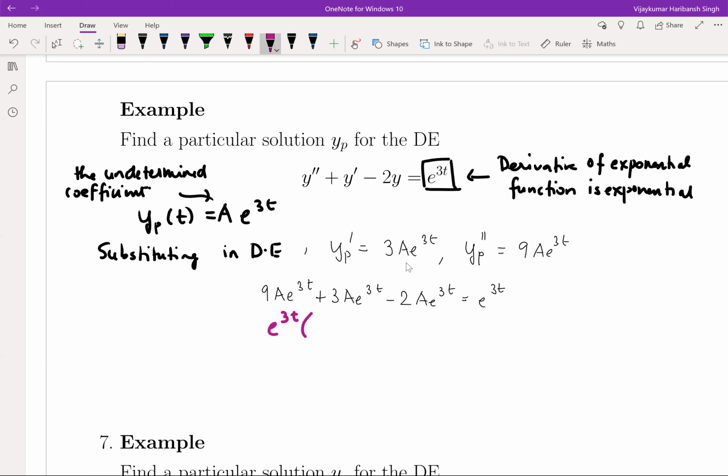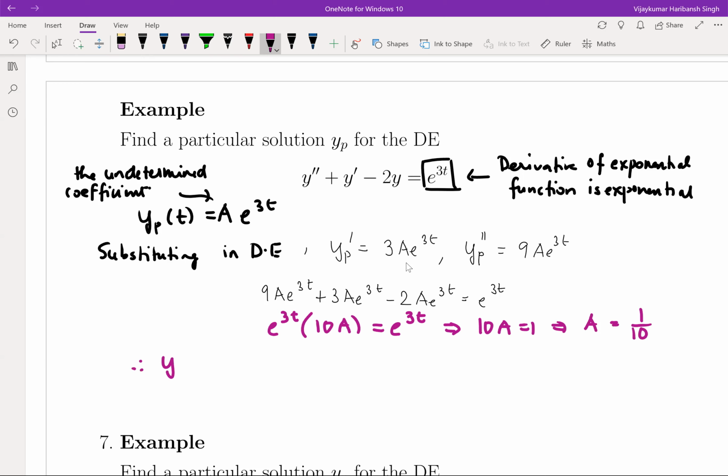You get 9a plus 3a minus 2a. So that is going to be 9 plus 3, 12. Then you get 12 minus 2, 10. So 10a equals e to the power 3t. Now exponential is never negative, right? So you can see that 10a equals 1. This implies a equals 1 over 10. So we have found a in this case.